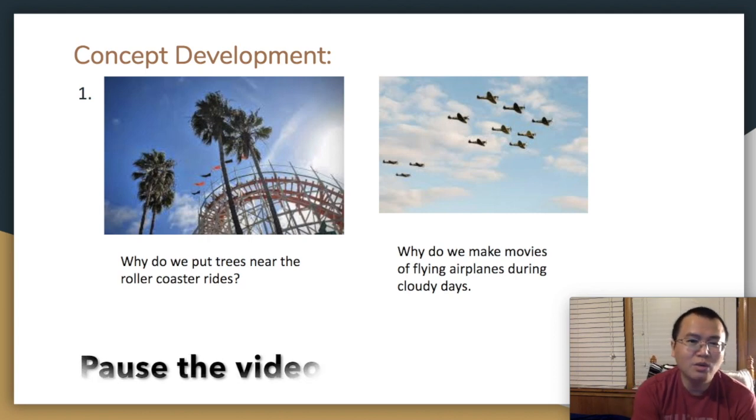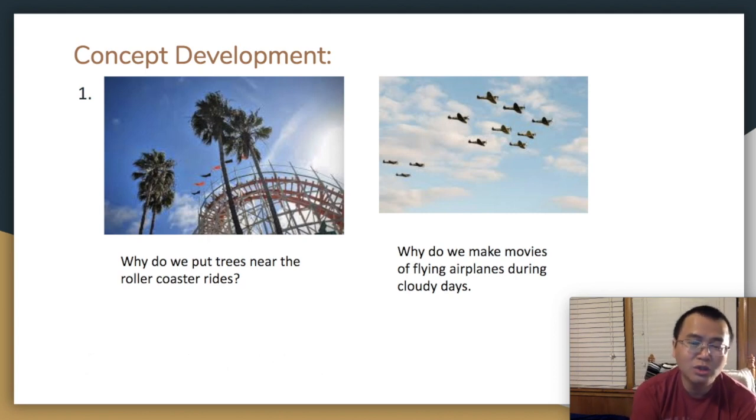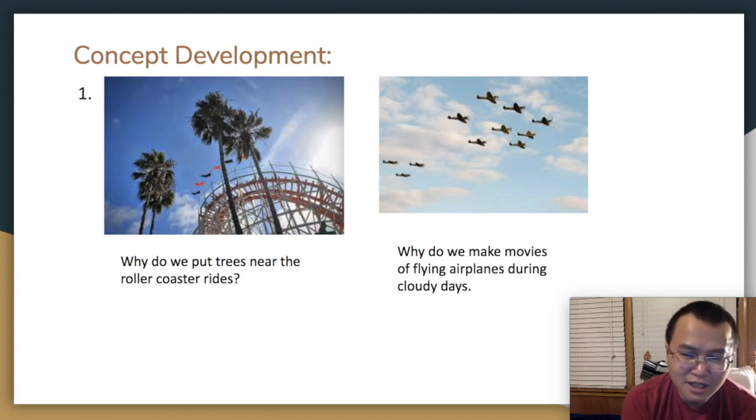The reason why we put trees near the roller coaster ride is because it gives us a perception of speed and it gives us that wow factor. Wow, this roller coaster is moving very fast. Because if we don't have a reference point, then things will seem to move very slowly.